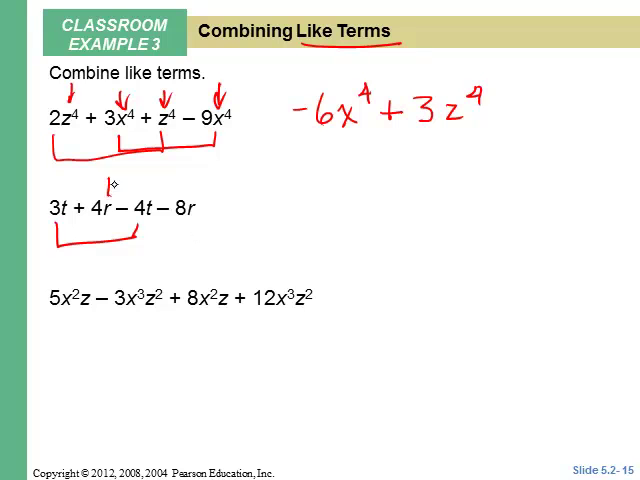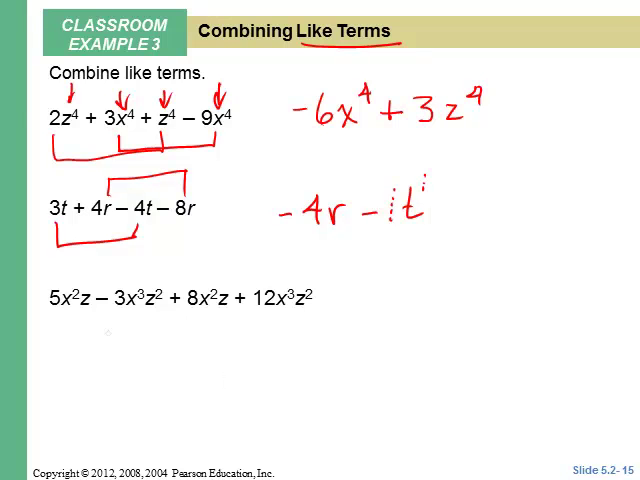3t and negative 4t, 4r, and negative 8r. Negative 4r, I like to write them in alphabetical order, minus t. Now I could put the 1 there, but we don't put down the coefficient if the coefficient is 1, and we don't put down the power if the power is 1.